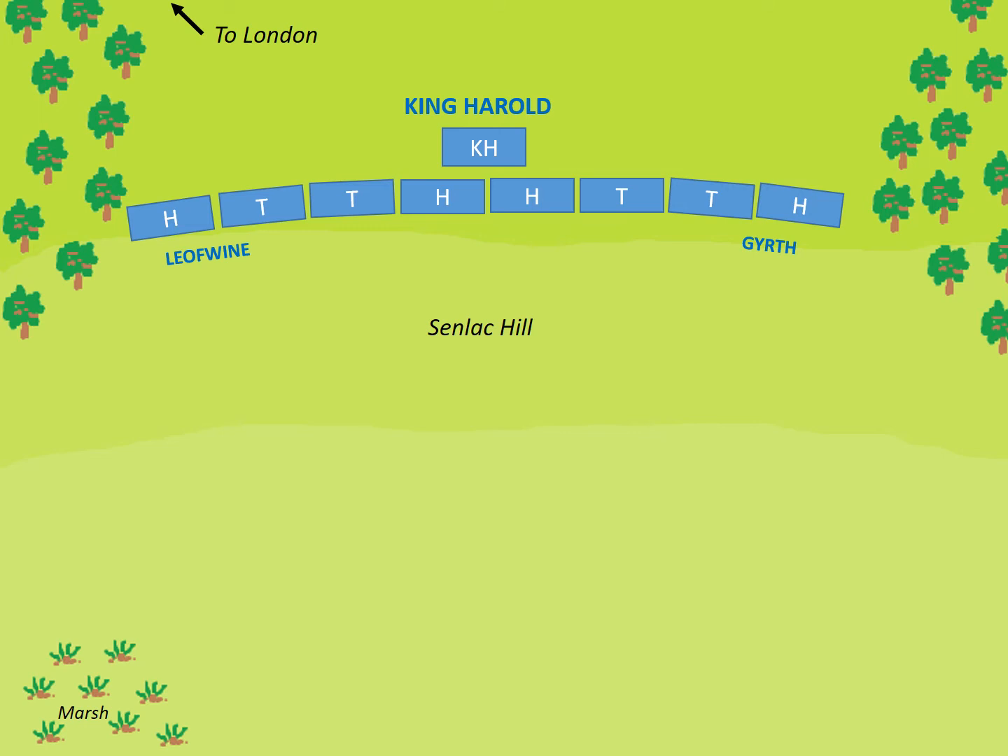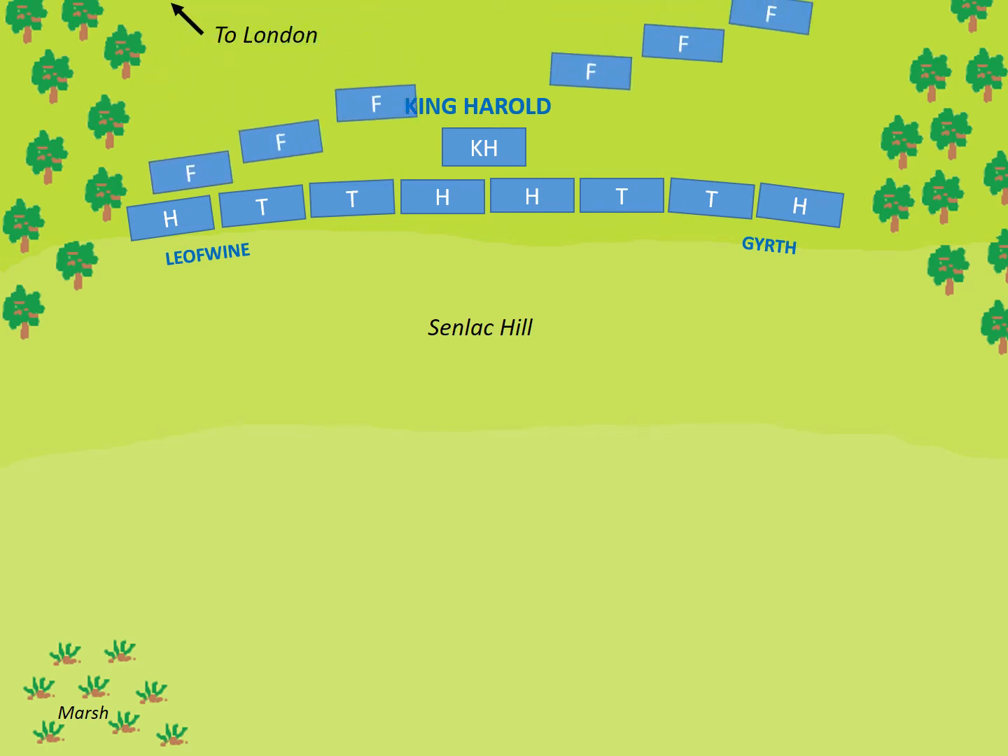to fight. But one potentially dangerous move about this, other than to life and limb, was that he was unable to communicate effectively and quickly with Gyrth and Leofwine. Should anything happen to them, then the discipline on the flanks would be easily damaged.